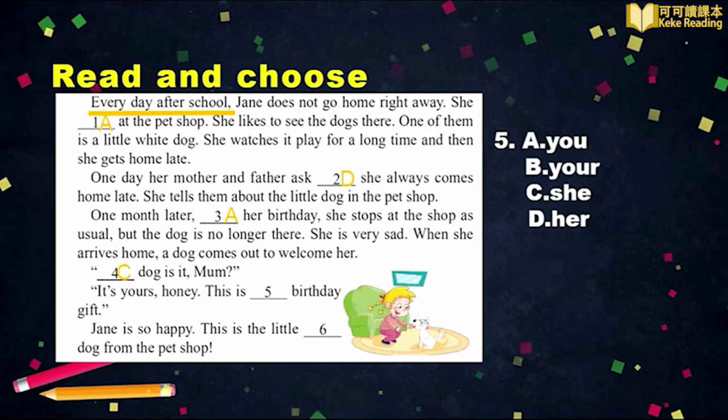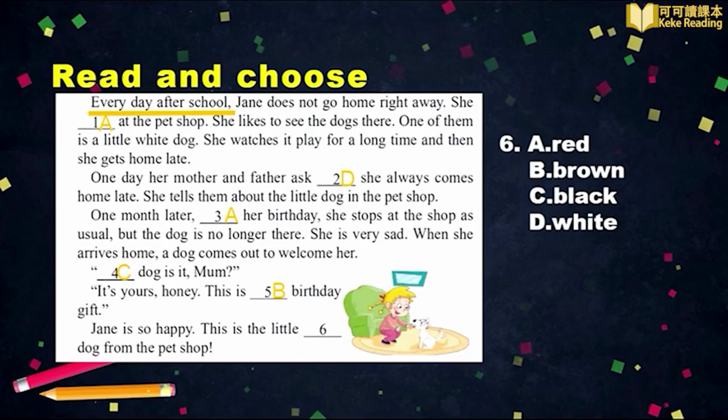Number 5. It's something birthday gift. 妈妈要说这是你的生日礼物。选项中 B, your 是形容词性物主代词，用来修饰名词。Birthday gift 是一个名词词组。We choose B. This is your birthday gift. The last one. Jane is so happy. This is a little something dog from the pet shop.